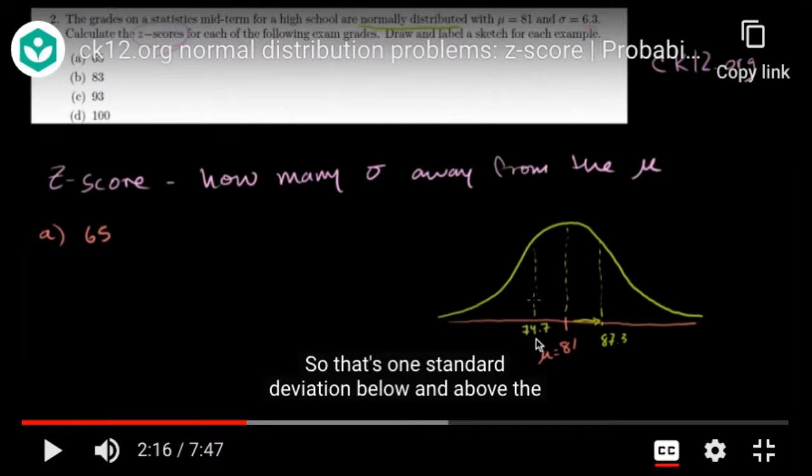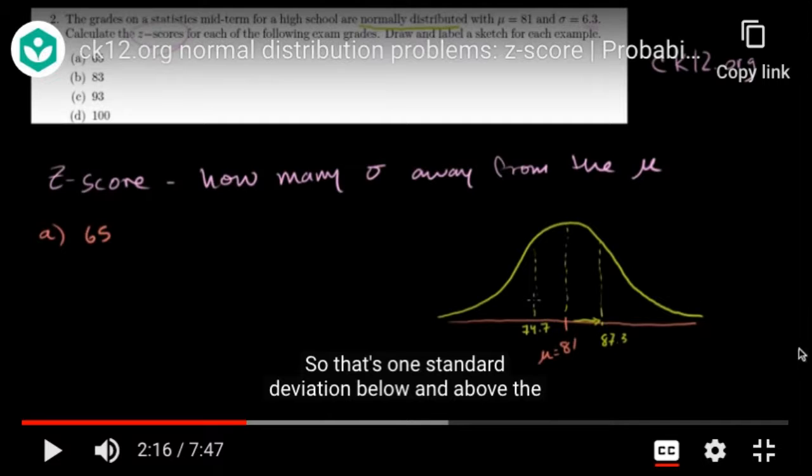Okay, so I just want to show you, if you are unclear. So you have, I think that's a 65, okay? And you know what the standard deviation is, 6.3, okay? So what they're doing in the video is, if you look at these dotted lines, you have the mean of 81. One standard deviation to the right gives you 87.3. One standard deviation to the left gives you 74.7. Between these two dotted lines is one standard deviation.